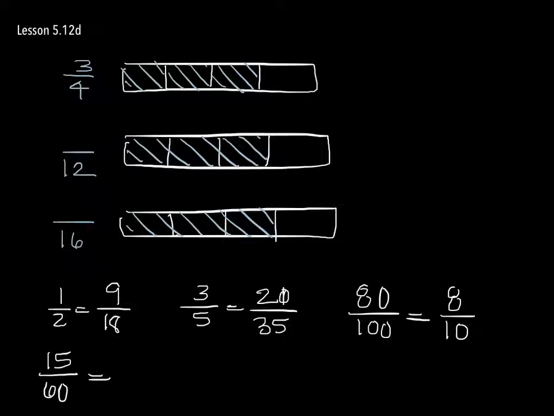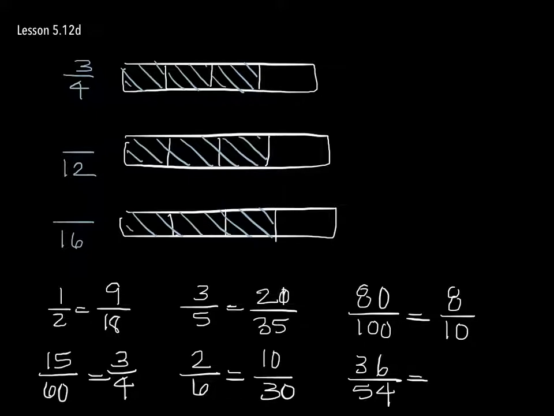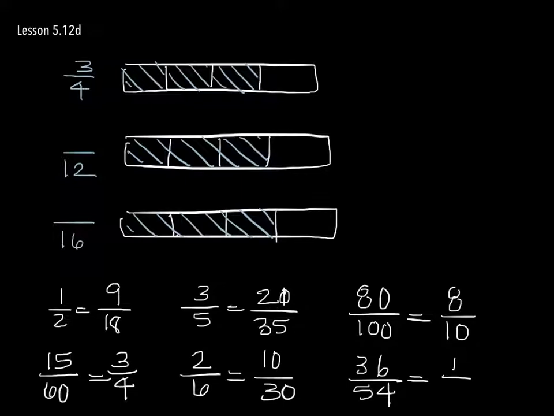We have 15/60 equal to 3/4, 2/6, 10/30, and finally 36/54 is equal to 2/3. I'm sorry, 36/54, I get distracted. So what you want to do is complete these up here, and then figure out the multiplier or divisor, and which one it is. Pause the video and get to work.